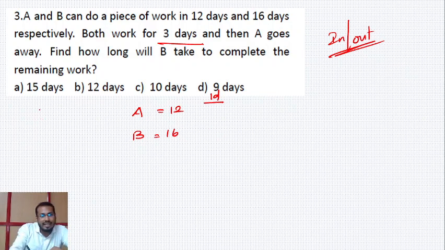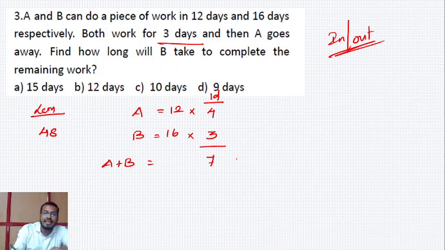12 and 16, what is the LCM? 48, right? So 12, how many times? 4 times. 16, 3 times. 48. So A and B working together can complete 7 chocolates in a day. Now read the question, you can understand it.